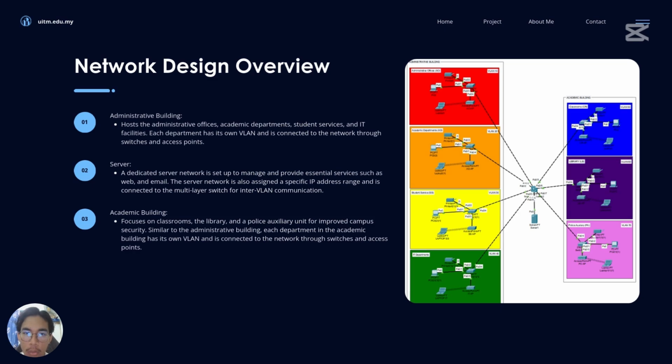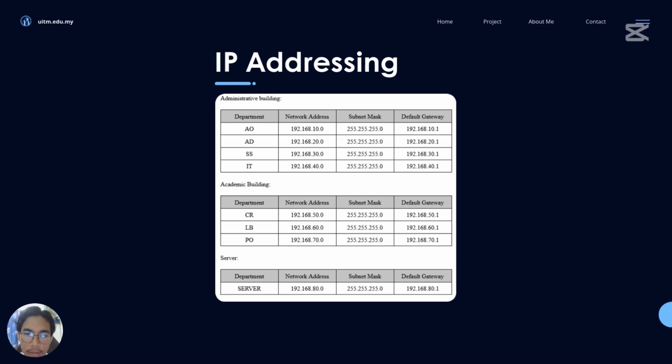Next, we will be moving on to the IP addressing. I've listed the IP addresses in the table, as you can see here, for the administrative building, academic building, and server. For the administrative building, there are four departments: AO stands for administrative offices, AD stands for academic departments, SS stands for student services, and the last one, IT, stands for IT department.